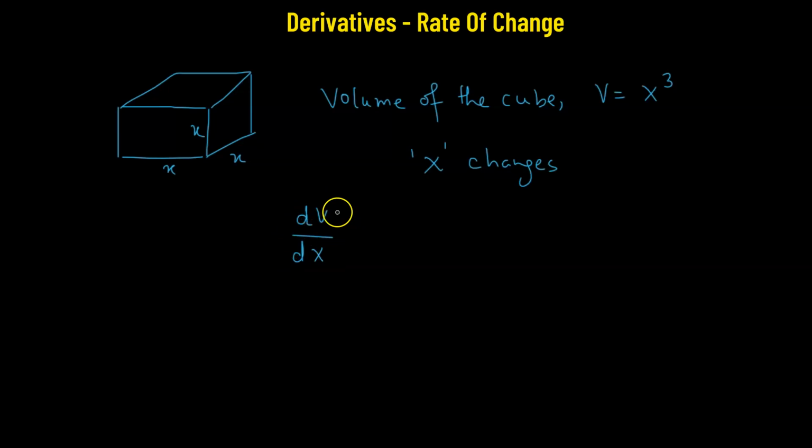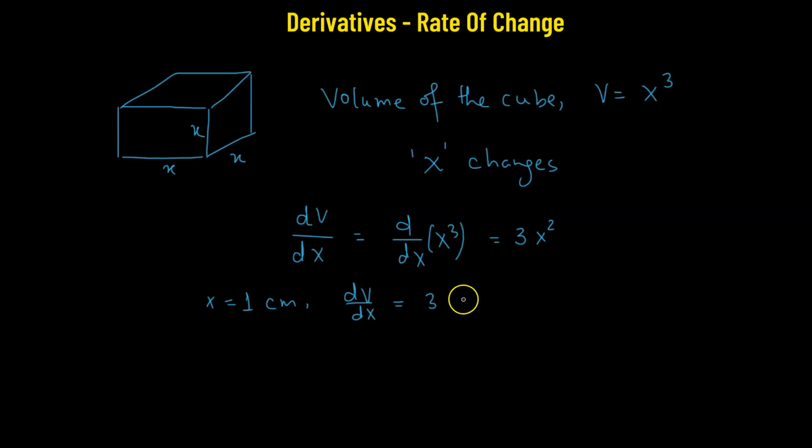This is called the rate of change of volume with respect to its edges. So we want to find d/dx of, replacing V with x cubed, and this is going to give us 3x squared. All we have done is apply the power rule. So when x equals 1 centimeter, the rate of change of volume with respect to its edges will be 3, so 3 centimeter cubed per centimeter. Do not factor out the units. It simply says that it's changing at the rate of 3 centimeter cubed per centimeter change in the edge.